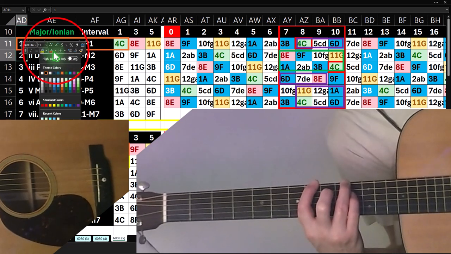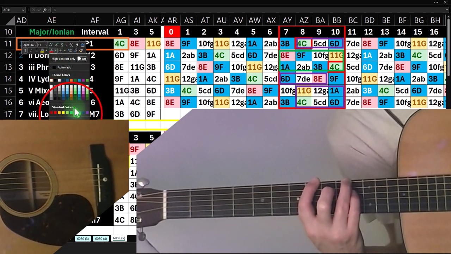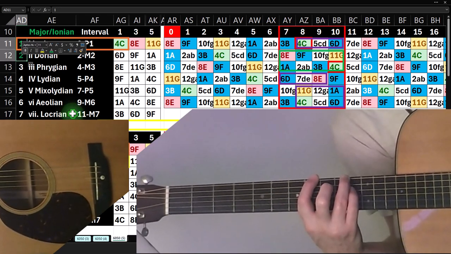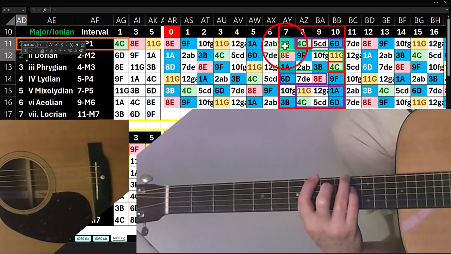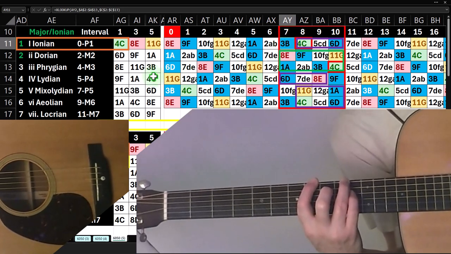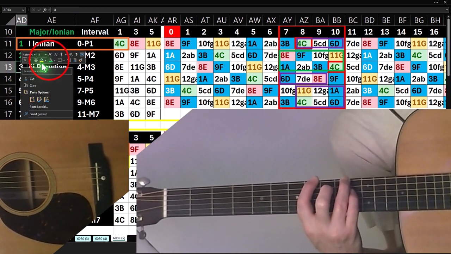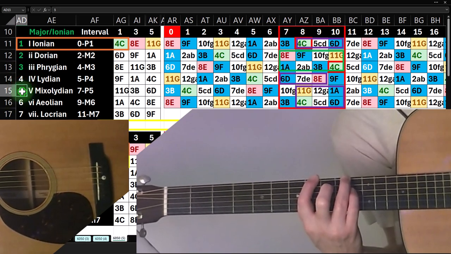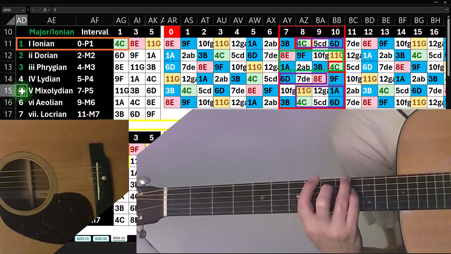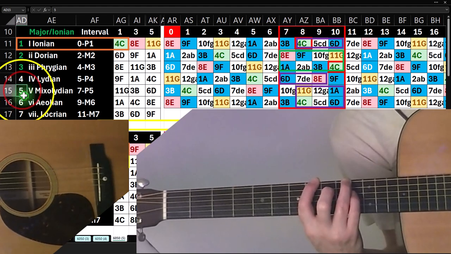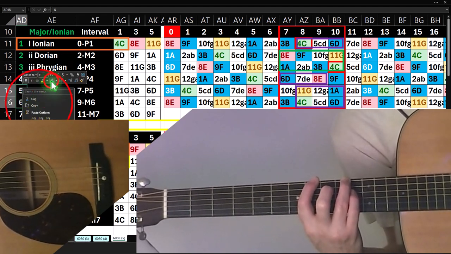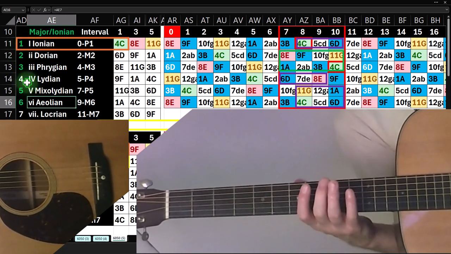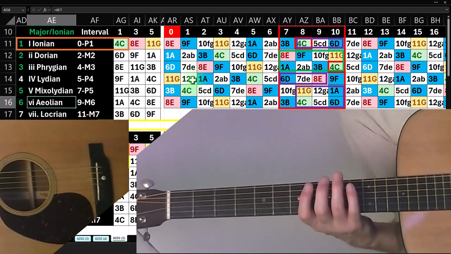Wait, not that one. I'm going to go here and say duh, and then we're eliminating the B and the F. So we have the E, and then we're eliminating the four, and then we eliminate the seven. So let's take these two, doom. So this would be the pentatonic, which would be five notes out of the seven notes.